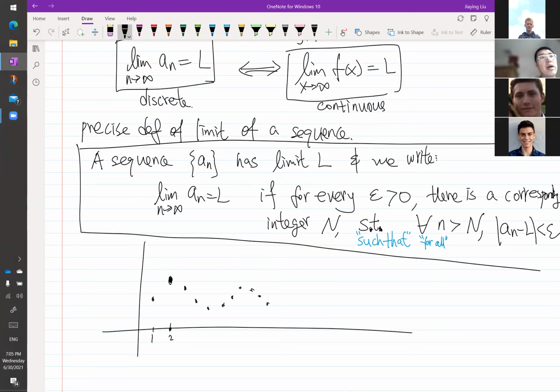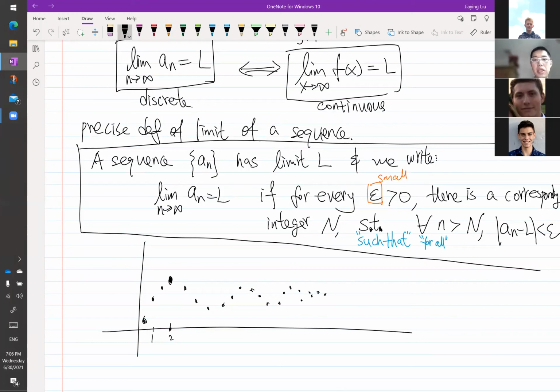So each of these points I'm plotting is a value in the sequence, right? So try to think in that way. Those are values in the sequence. So what this definition says is, for every epsilon greater than 0, the epsilon could change as long as it's greater than 0, but it's very small. So this is a small epsilon, very small. There's a corresponding integer N.